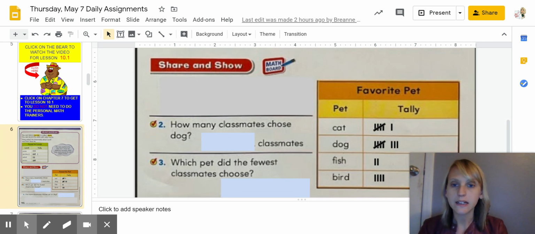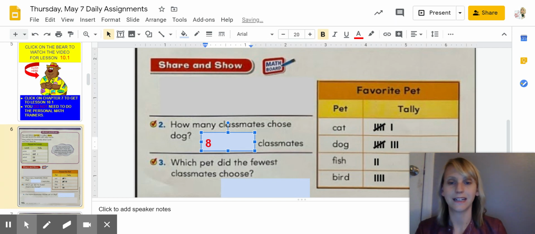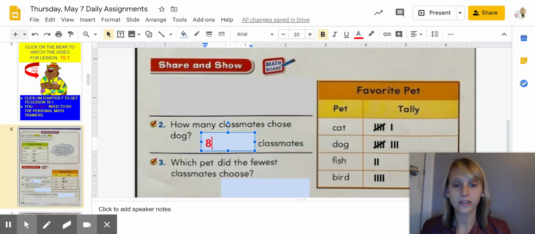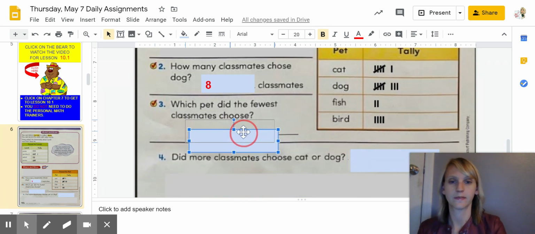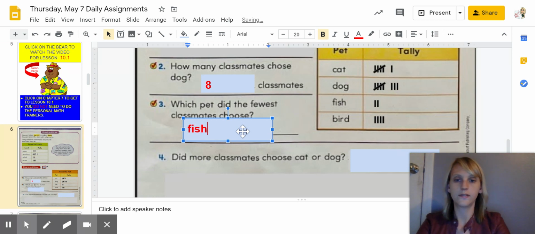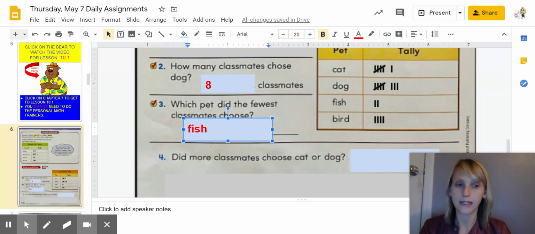It says, how many classmates chose dog? We have right here 5, 6, 7, 8. So you would just put an 8 in your response. Now you can look at your data for number 3, and it says, which pet did the fewest classmates choose? I have one friend in my class who would be very upset with this answer, but looking at my data that's been collected, the pet with the fewest classmates is fish. So you would write fish right there.